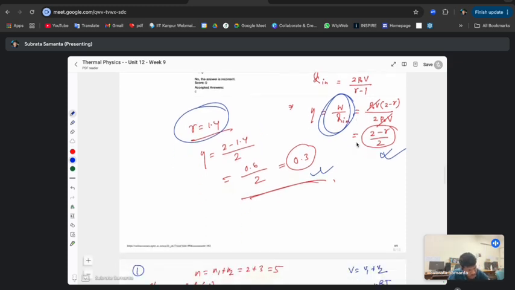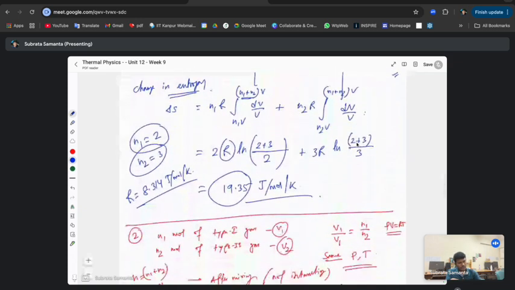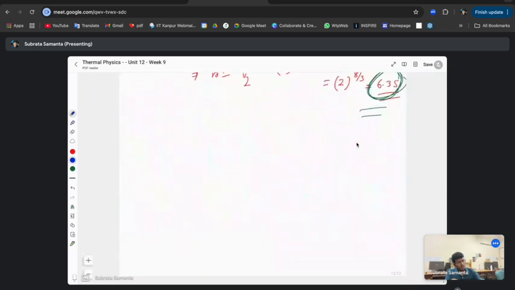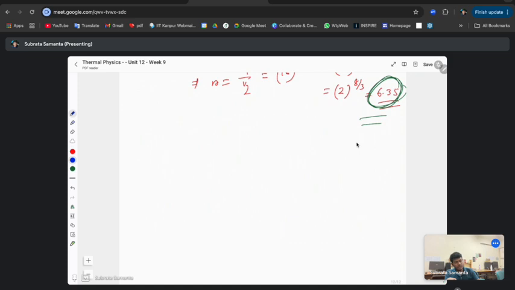Okay, so is there any other questions? If not, then I will discuss some differences between the TS plane and PV plane, how the diagrams in the PV plane translate into the TS plane.